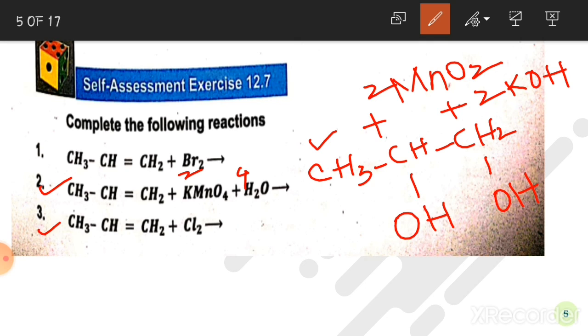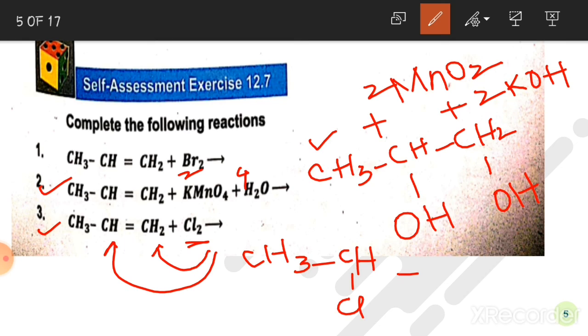Now see this reaction. This is an addition reaction of an alkene. These two chlorine atoms will get added across the double bond, and we will get a compound like this. So 1 to 3 are the addition reactions of an alkene. 1 and 3 are the halogenation of an alkene, and the second one is the oxidation of an alkene.